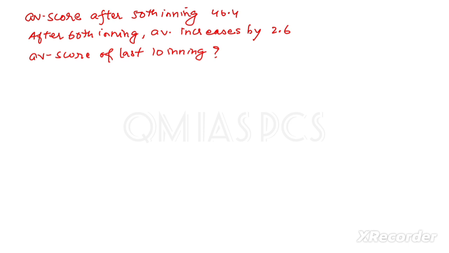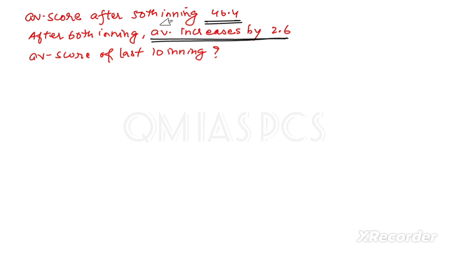So this question is for cricket lovers. Now look at the question. The average score of a batsman after his 50th inning was 46.4. The average score was given after the 50th inning, that is 46.4. After the 60th inning, the average increased by 2.6 runs. Now see what is given here: the average increased by 2.6.